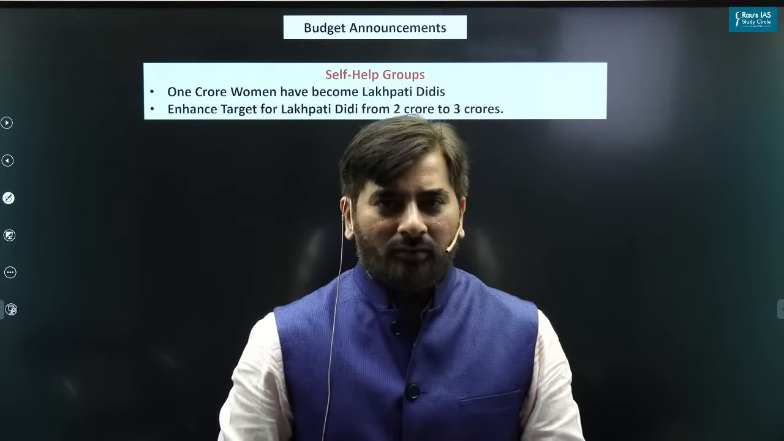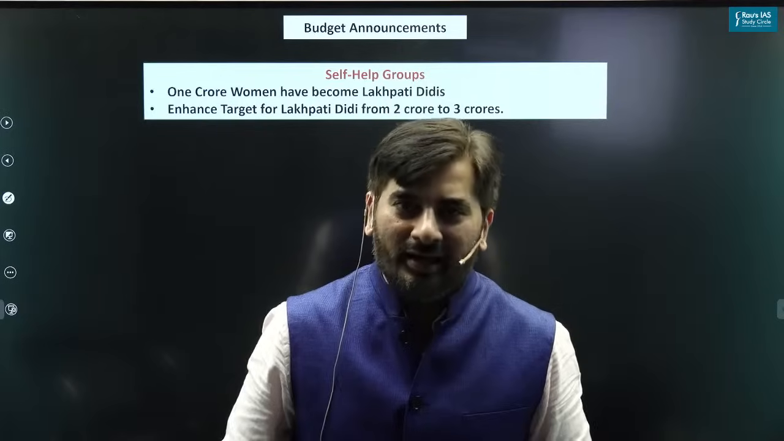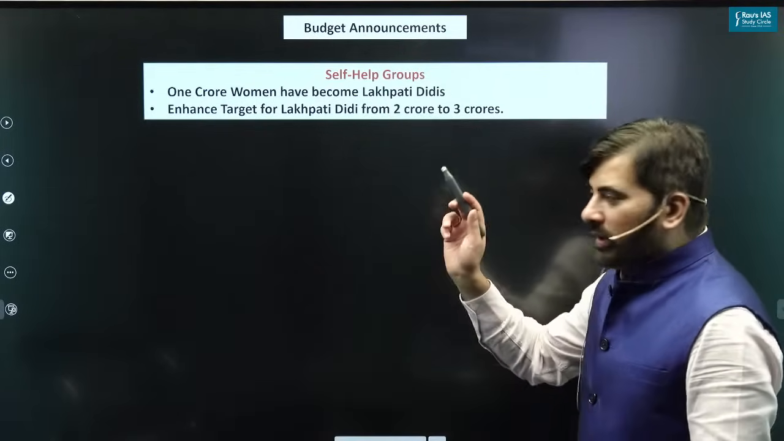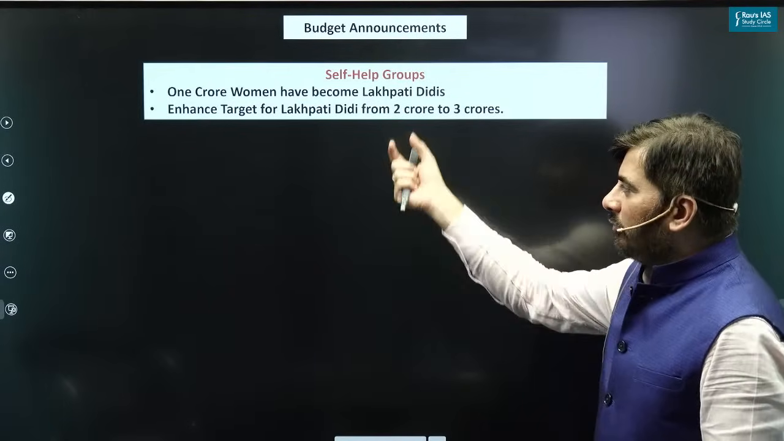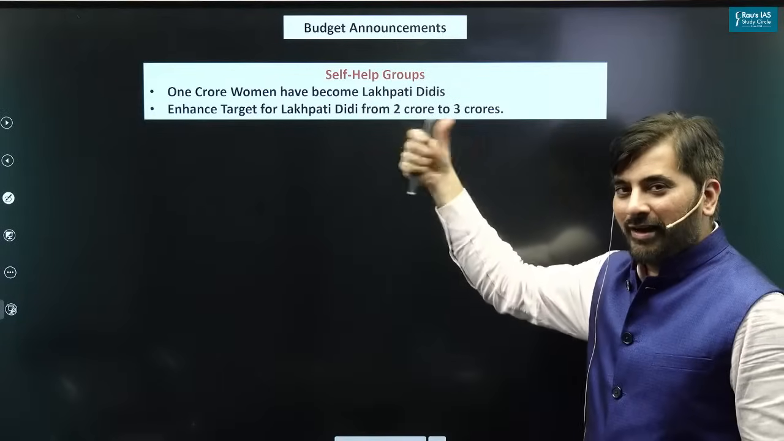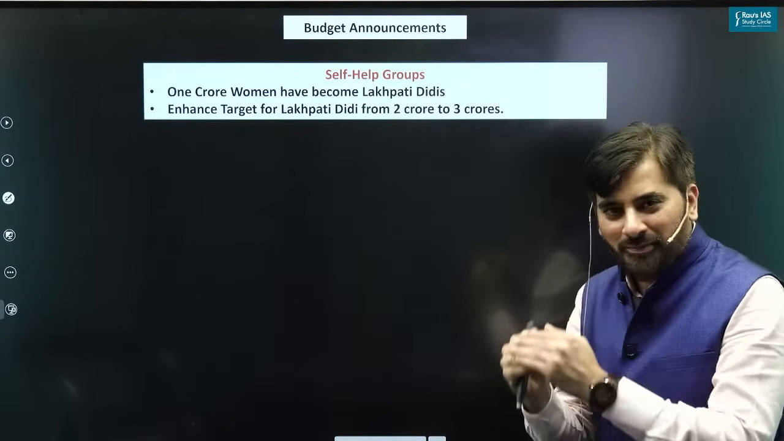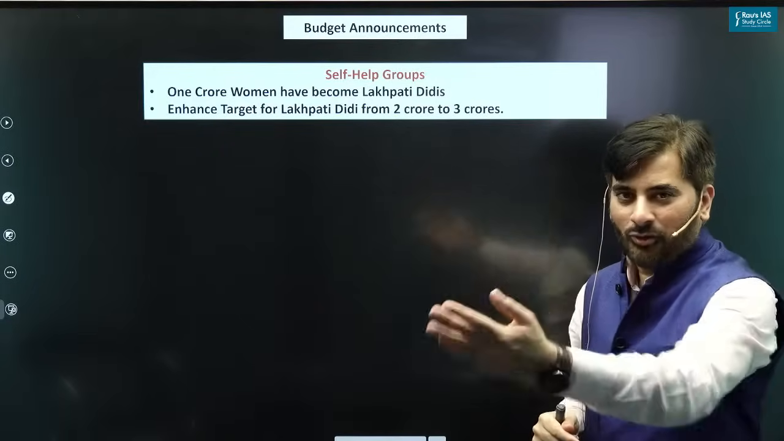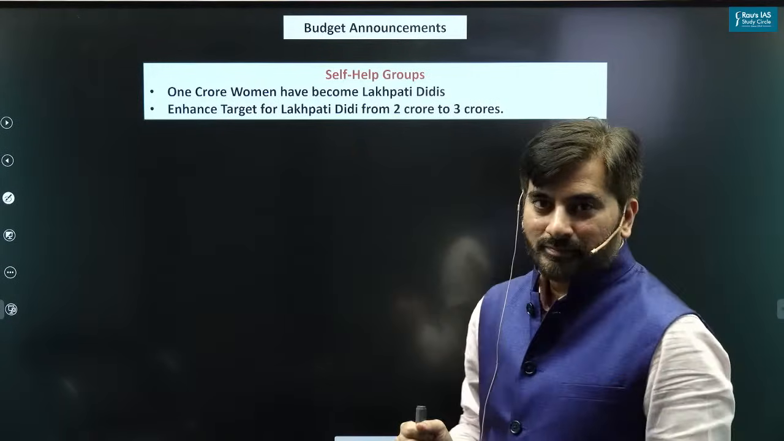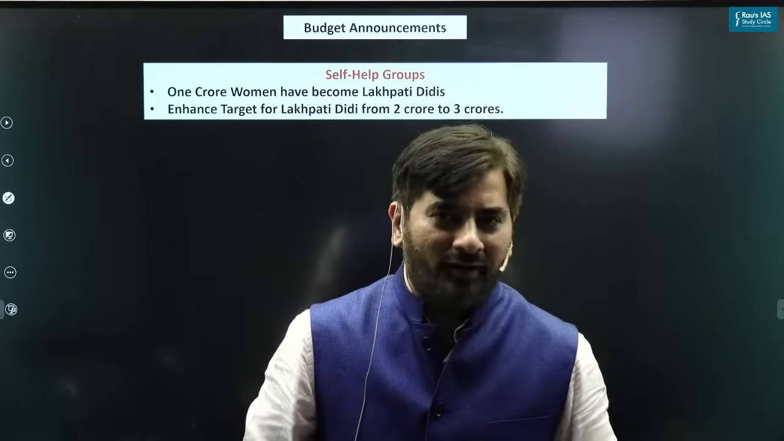Based upon that, we have had a phenomenal success as far as women-led self-help groups are concerned. For example, we have been able to achieve the target of 1 crore Lakpati Didis because of their association with the SHGs. Having achieved this particular frontier, we have set a new target to have 3 crore Lakpati Didis. Now we all know what self-help groups are.